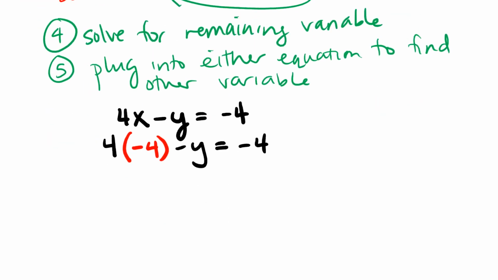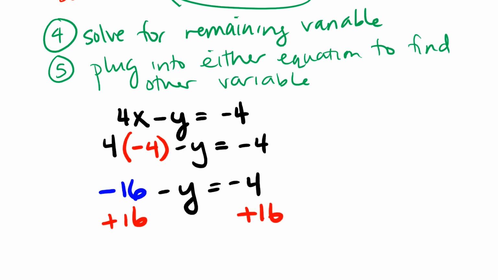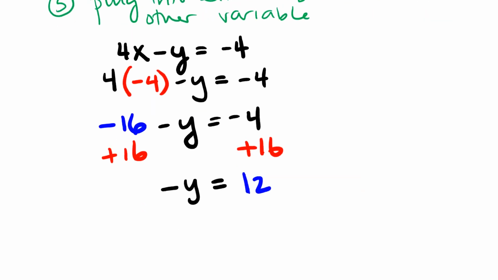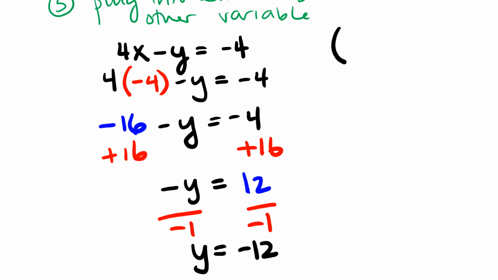Go ahead and deal with this first. We got -16 minus y is equal to -4. We'll add 16 to both sides to get rid of that. And now we have -y is equal to 12. And our last step, we have to divide by that -1 coefficient. So we end up with y is equal to -12. So right now our answer looks like it is -4, -12.